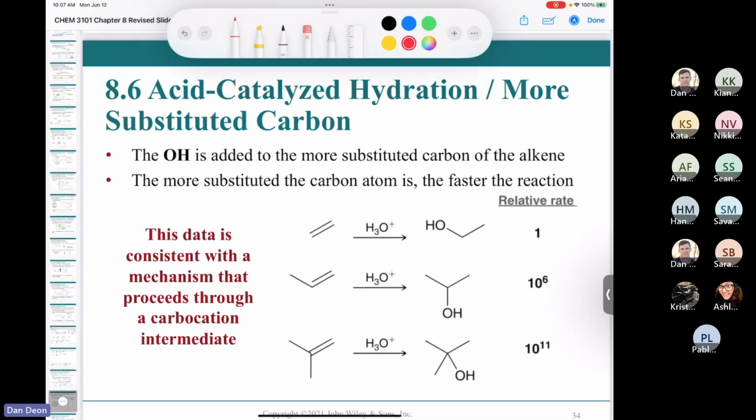Now, a little bit more about the mechanism and the fact that it passes through a carbocation intermediate. If you look at the relative reaction rates here for each one of these reactions, the addition of water across ethylene would proceed through a primary carbocation, and we know that those are really unstable. If you did it with propylene, it would go through a secondary carbocation, and if you did it with isobutylene, you'd go through a tertiary carbocation. With the tertiary carbocation, the reaction rate is much, much faster than with a secondary or a primary. And so this is just some evidence that proves the mechanism.